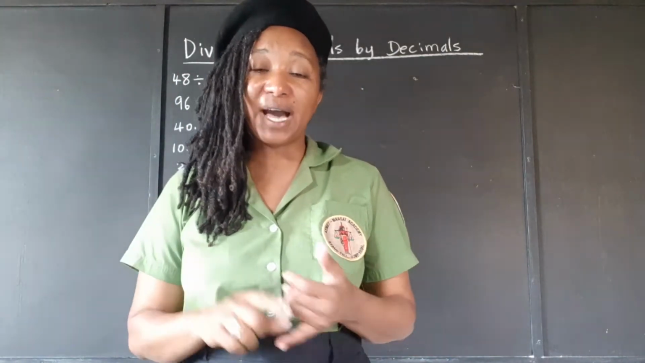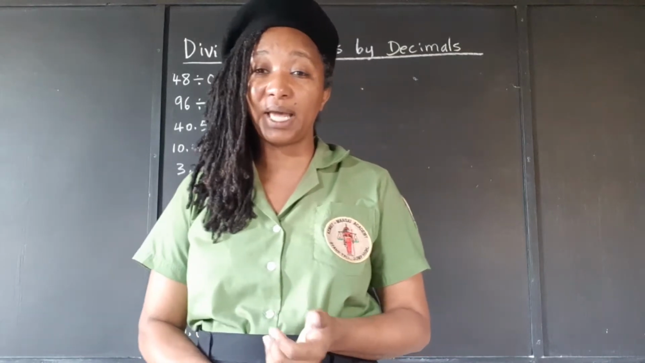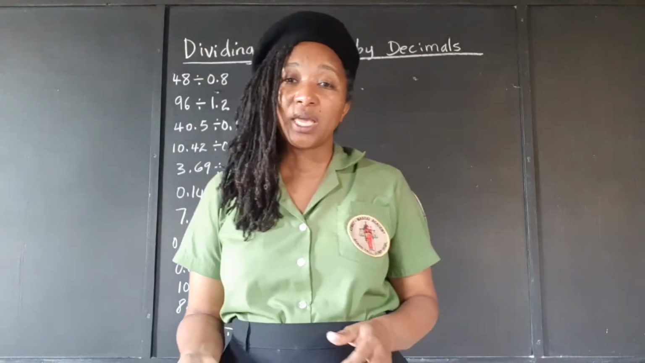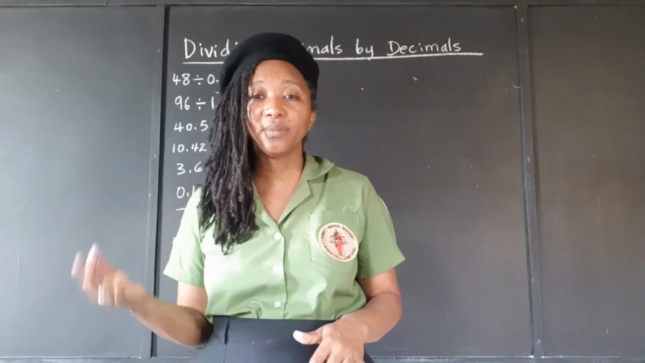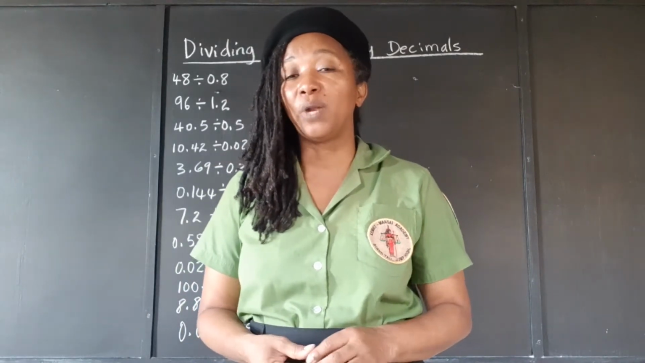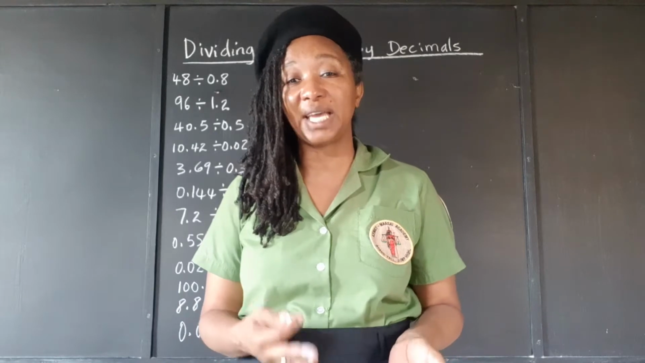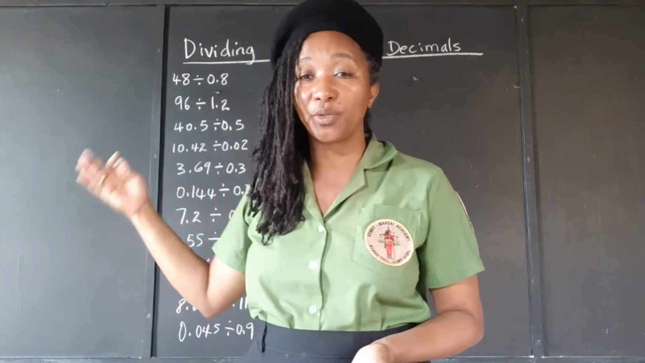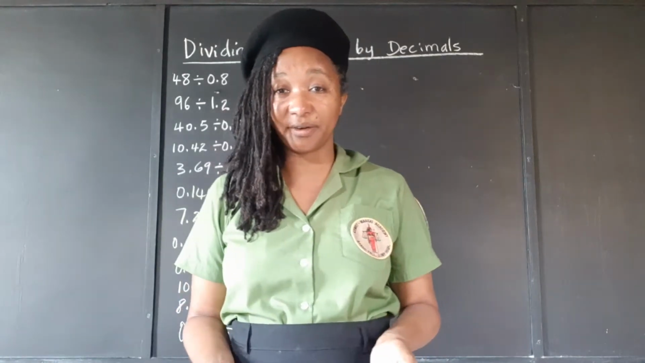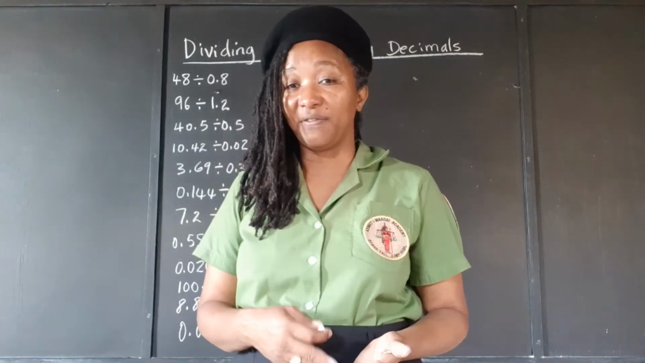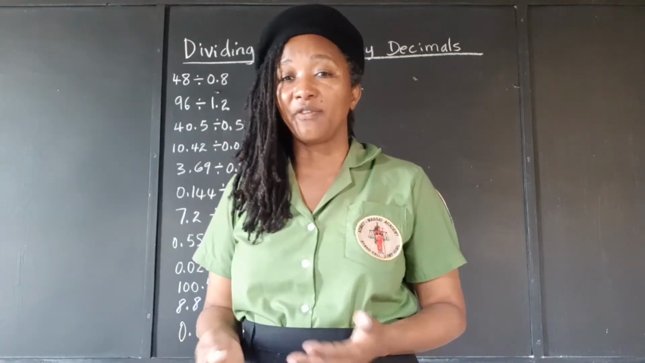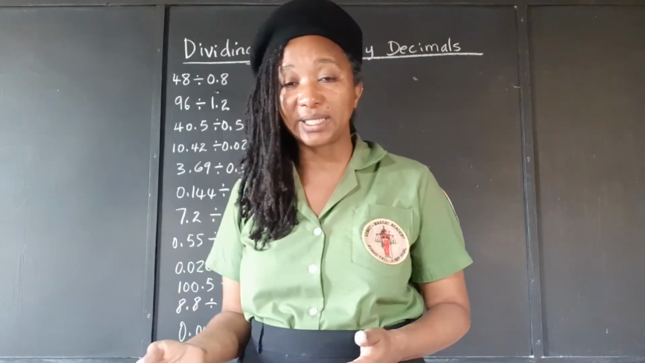But if the divisor, the number that you're dividing by, has a decimal point, then it is easier if you change that divisor to a whole number. And how do we do that? Well, we just multiply by any power of 10 that will bring the decimal point to the end of the number. So just look at how many decimal places there are. If you multiply by 10, you move one place to the right. If you multiply by 100, you move two places to the right.